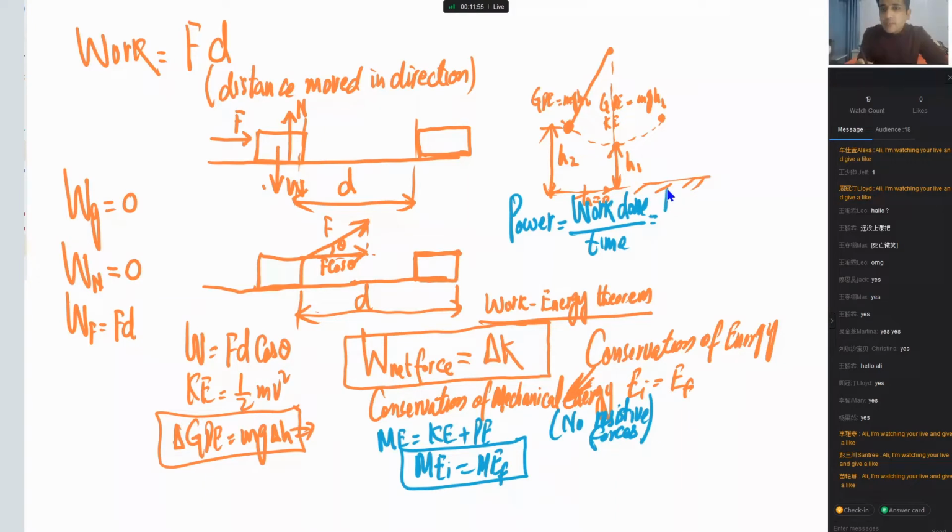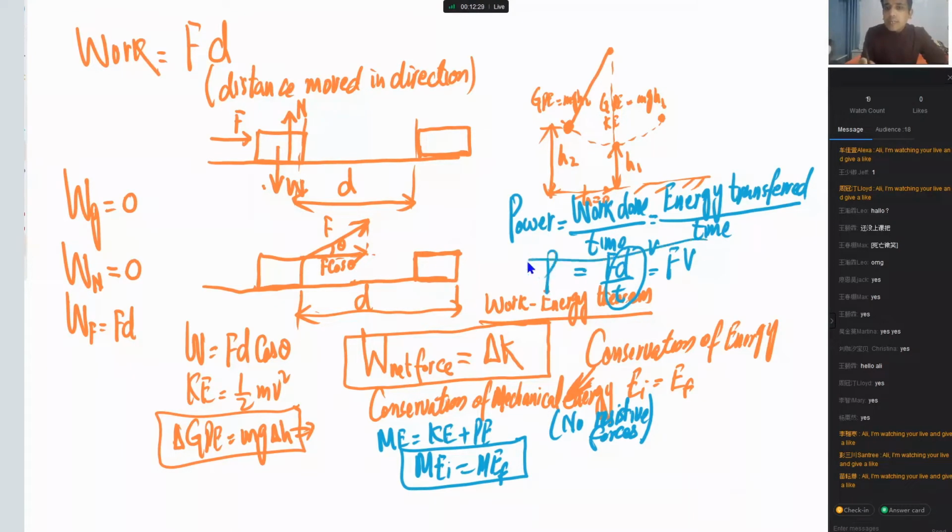So we can say work done is equal to energy transfer, and we can divide by time and calculate power. So this is energy transferred over time, total energy transfer over total time taken. So you can calculate average power if you take total work done by total time. And also work done is equal to F D, over T, but D over T, distance over time, is equal to velocity. So we can say power is equal to FV. So this is another way to calculate power.